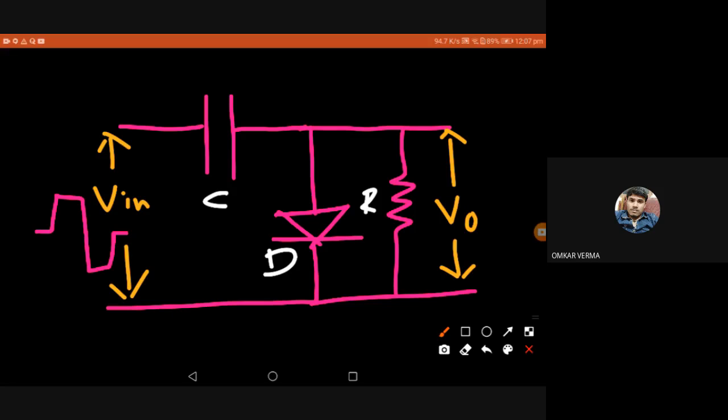So first of all, what was the application of the circuit? So why do we use this? This circuit is called a clamper. This is the circuit which consists of a diode, resistor, and a capacitor. And this is used to shift an input waveform to a different DC level.